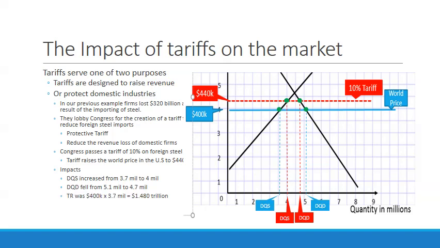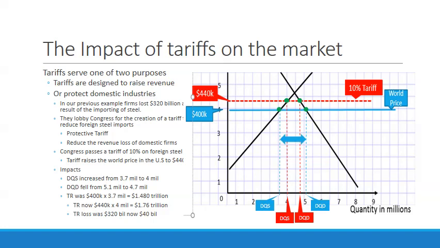So total revenue was 400,000 times 3.7 million equaling $1.48 trillion. That's what it was with the world price in place. The tariff now causes total revenue to become 440,000 times 4 million equaling 1.76 trillion. As a result, overall total revenue loss went from 320 billion to only 40 billion. So you can see how a tariff would impact the total revenue for American firms, because it's going to significantly reduce the total loss that they have.